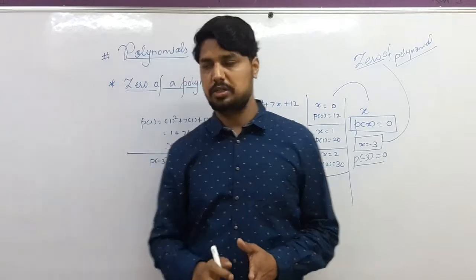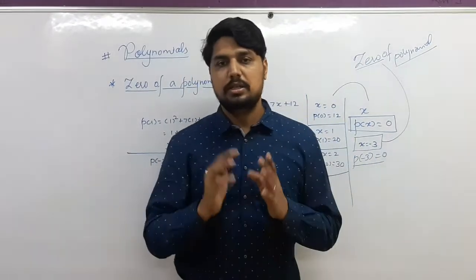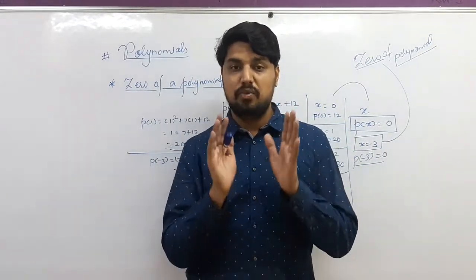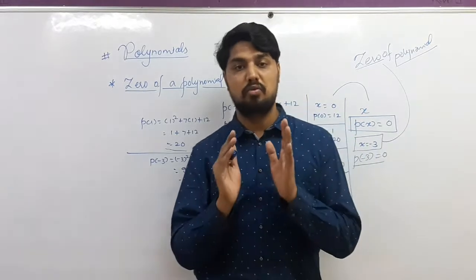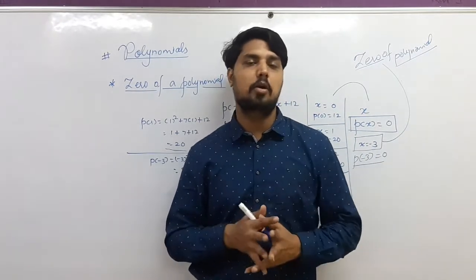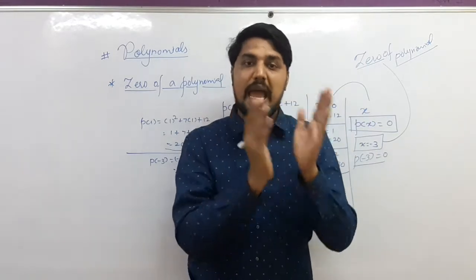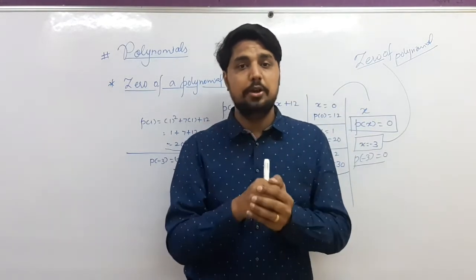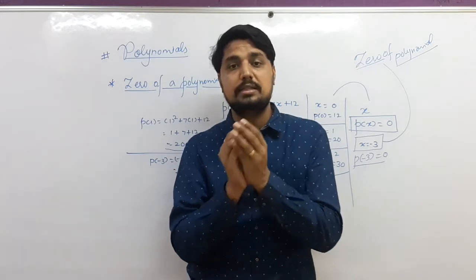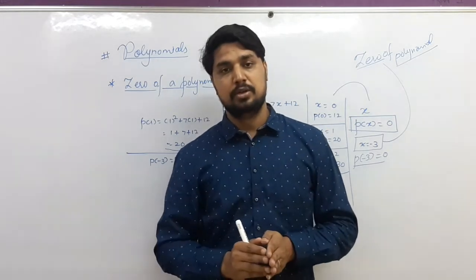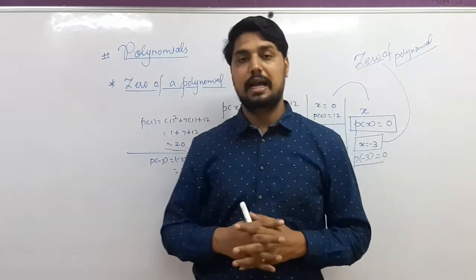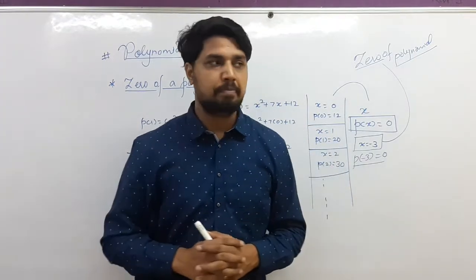So what is the definition of the zero of the polynomial? The zero of the polynomial is the value of the variable for which the value of the polynomial becomes 0. That means वेरिएबल की ऐसी वैल्यू जिसको पॉलिनोमियल में पुट करने के बाद आंसर 0 आता है. So for that value we call it a zero of the polynomial.